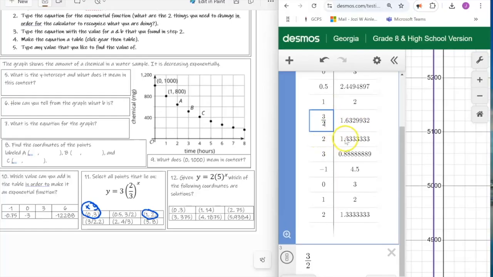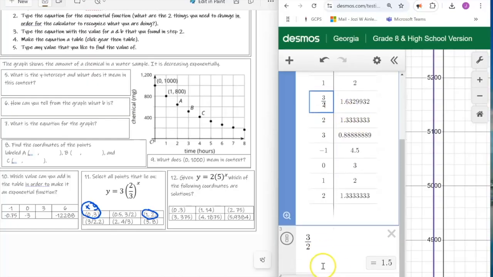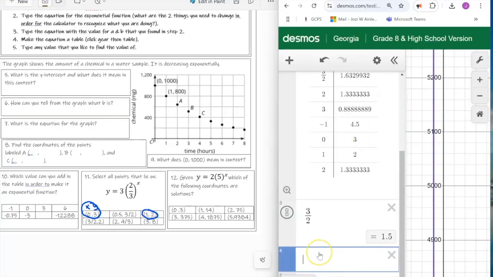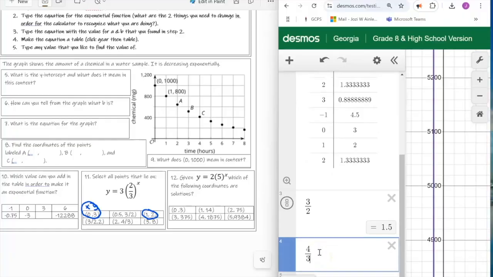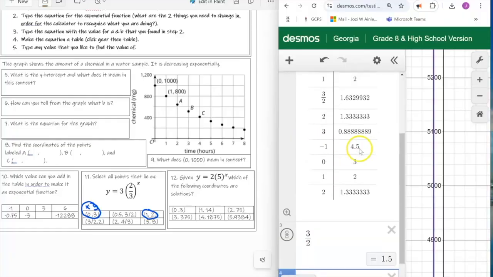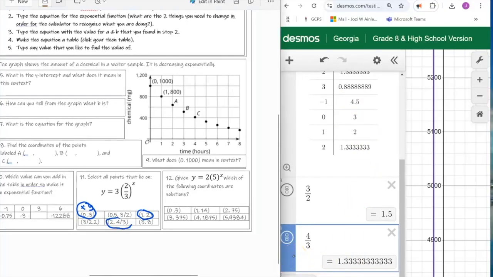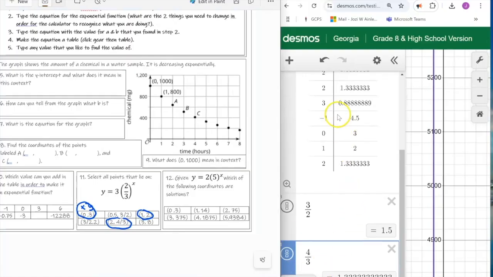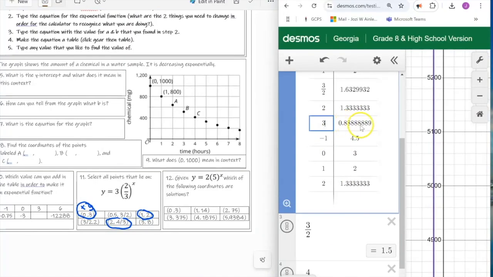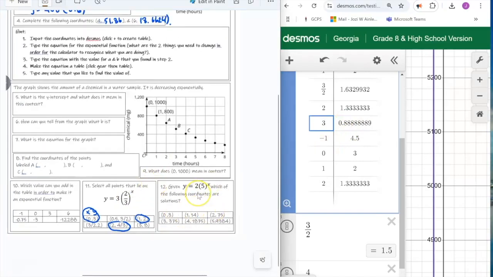What about 2? Says it's 1.43. Let's go ahead and see what 4 divided by 3 is. 1.333, and that's what it is here, 1.3333 repeated. Okay, so that is a solution. So this one's a solution as well. And then lastly, 3.8. Nope, it's 3 and 0.88888. All right, so that's how I found my solution. So you should be able to do that one.